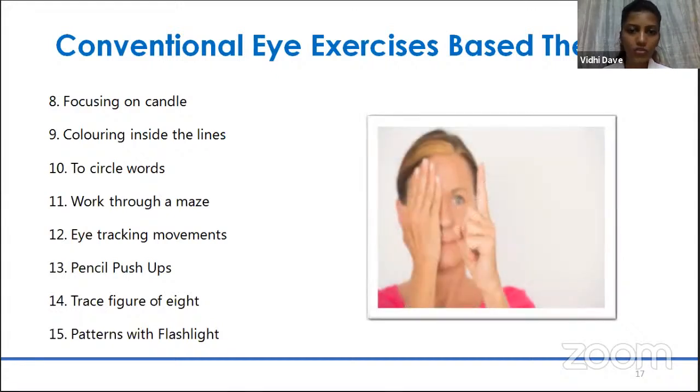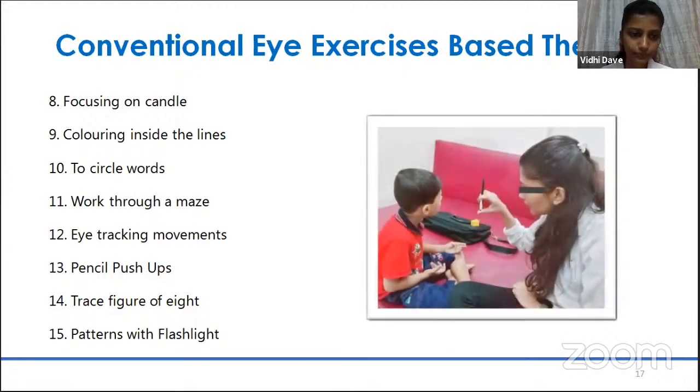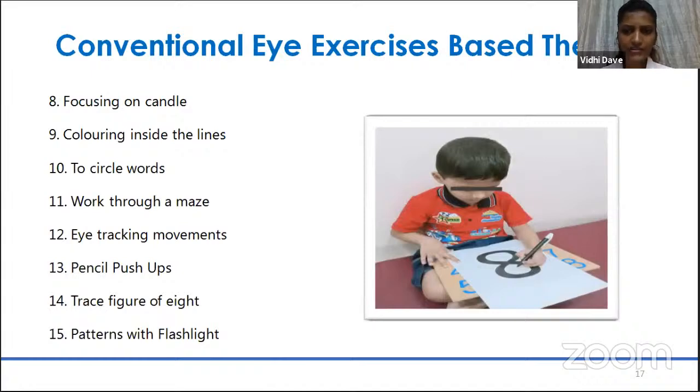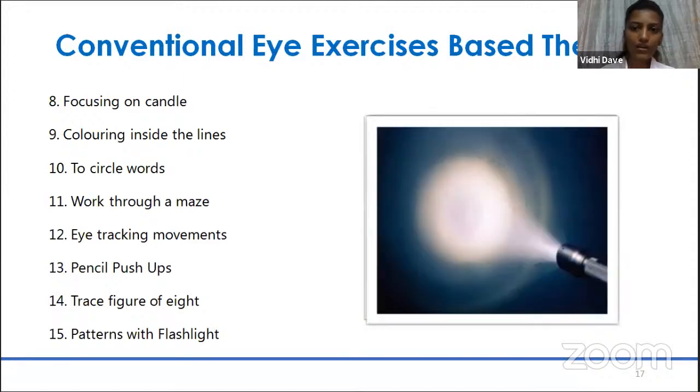Eye tracking movement, so we cover all the eye movements so as to work the eye muscles. Pencil push-ups and tracing the figure of 8, wherein the size of the 8 keeps on reducing. So these are some exercises that I have enlisted that we can do for children with amblyopia. The last one is in a dark room, we make shapes and letters with a flashlight, and then we ask the child to identify it.